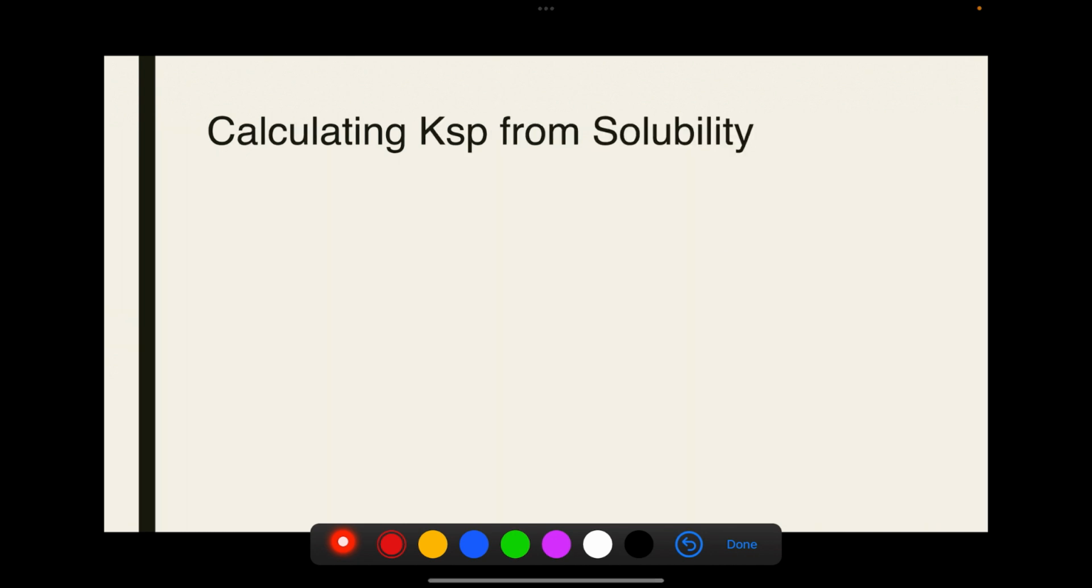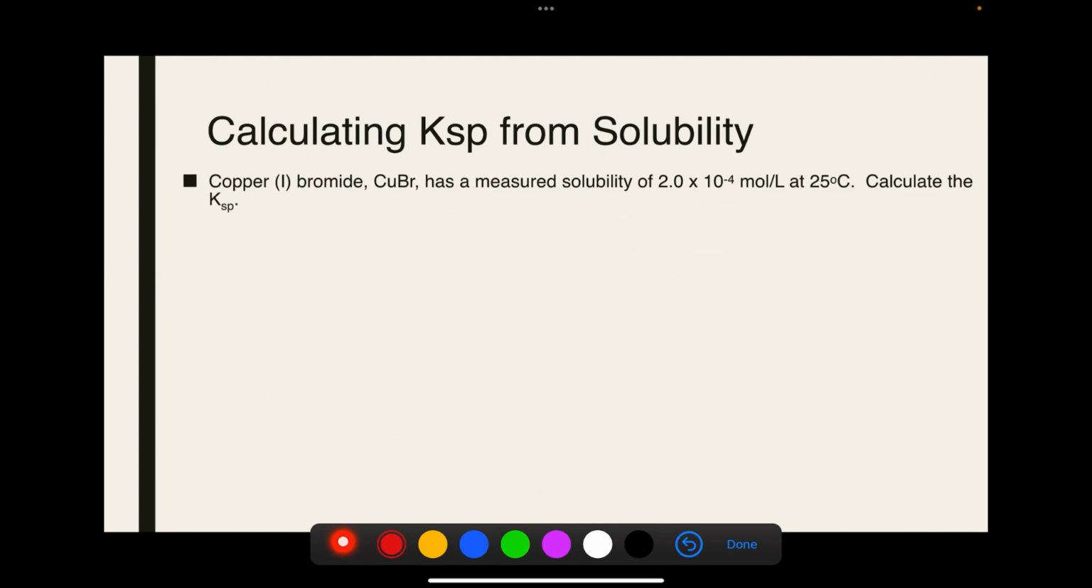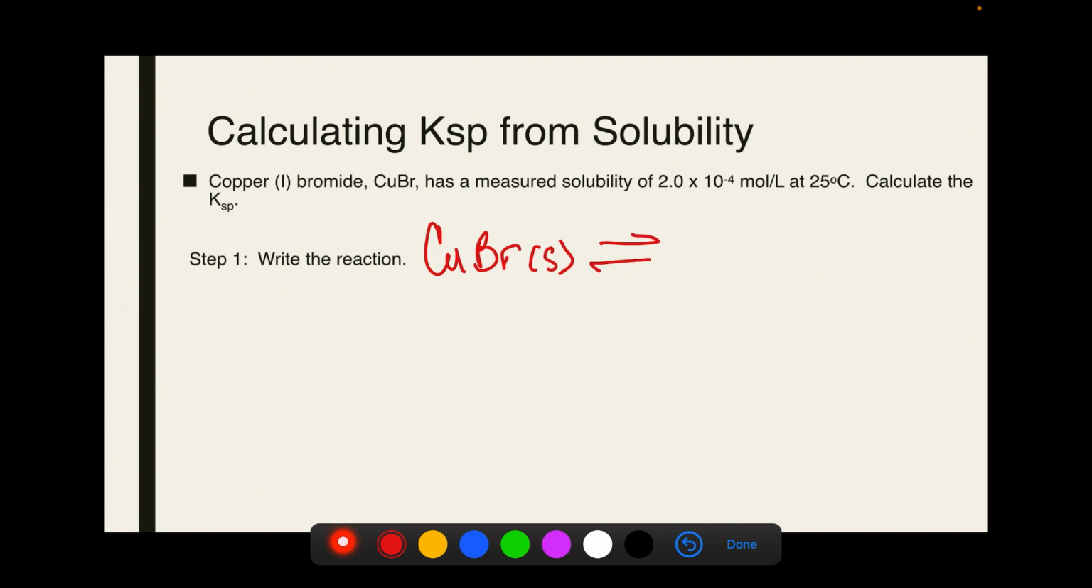Now let's look at how to calculate KSP given solubility data. Copper bromide has a measured solubility of 2.0 times 10 to the negative fourth molar at 25 degrees Celsius. Calculate the KSP. As a first step, we need to write the dissociation equation. So we've got copper 1 bromide, CuBr, that's a solid, and when it dissociates, it will be in equilibrium with Cu+ and Br-, both aqueous.